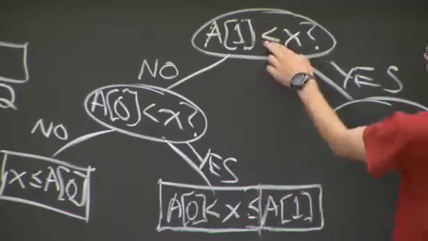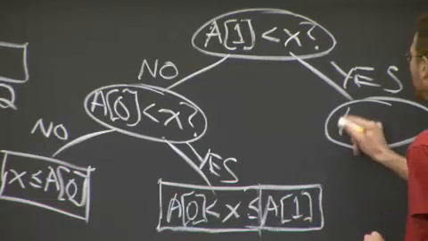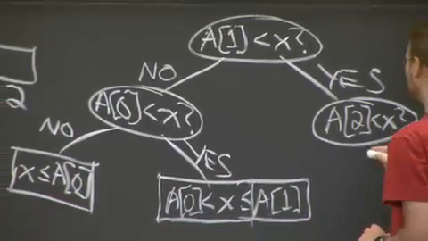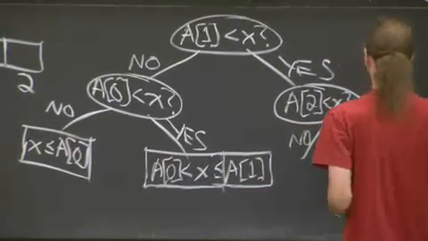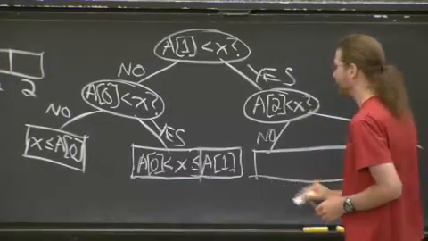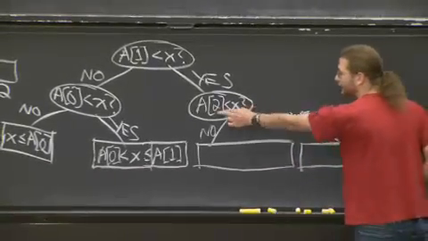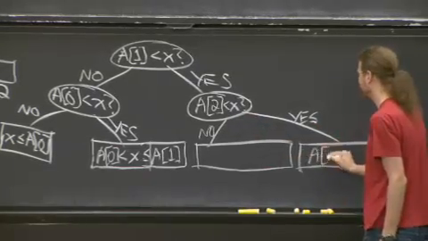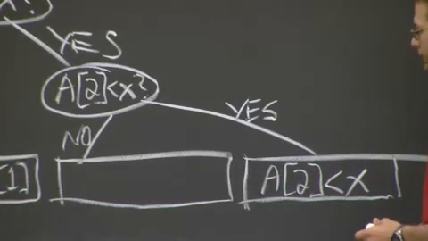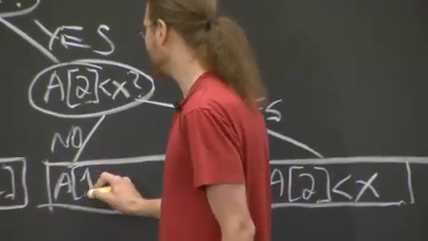OK, and then if x was to the right of A1, so this is true, then we check x against A2. And the answer is either no or yes. And in the no case, well, I've conveniently laid things out here. So it's sequential. In the yes case, x is bigger than A2, so it's outside the array. It's to the right. That's the answer. And in the other case, it's in between A1 and A2.